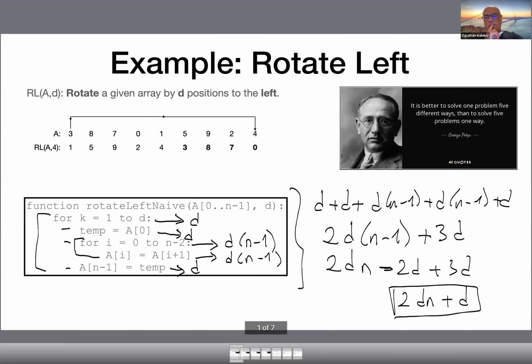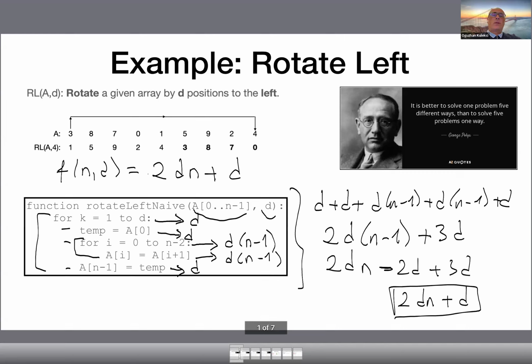Remember what we talked about: the time complexity function should be a function of the input size. And what are my inputs? I have n and I have d. So may I write it this way? F(n, d) is equal to 2dn plus d. Good?